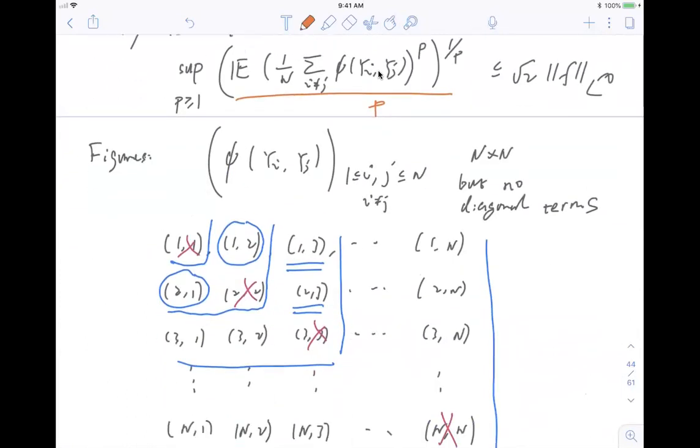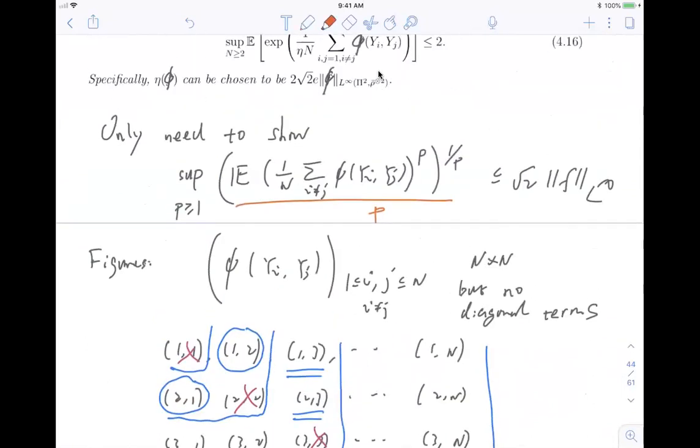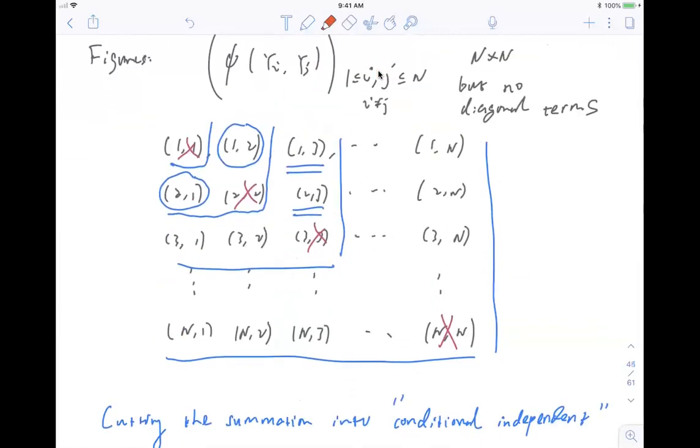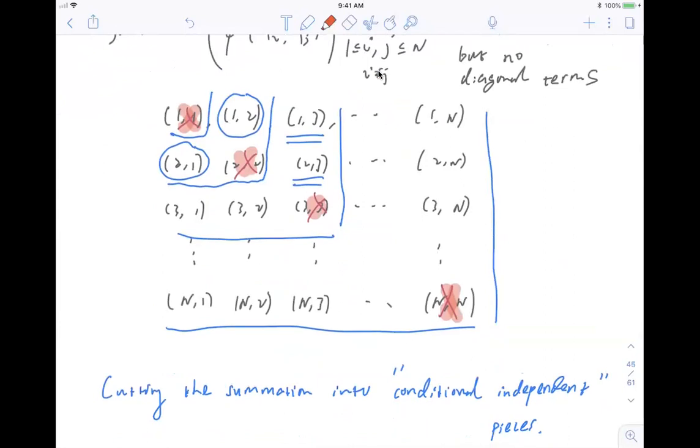Okay, so the idea is very simple. We want to control these terms. This term is a sum of n squared terms, but there are no diagonal terms. There's a very clever observation. We just slice, we take different slices, we cut the summation over i, j into different levels. This is the first level, this is the second level, this is the third one.